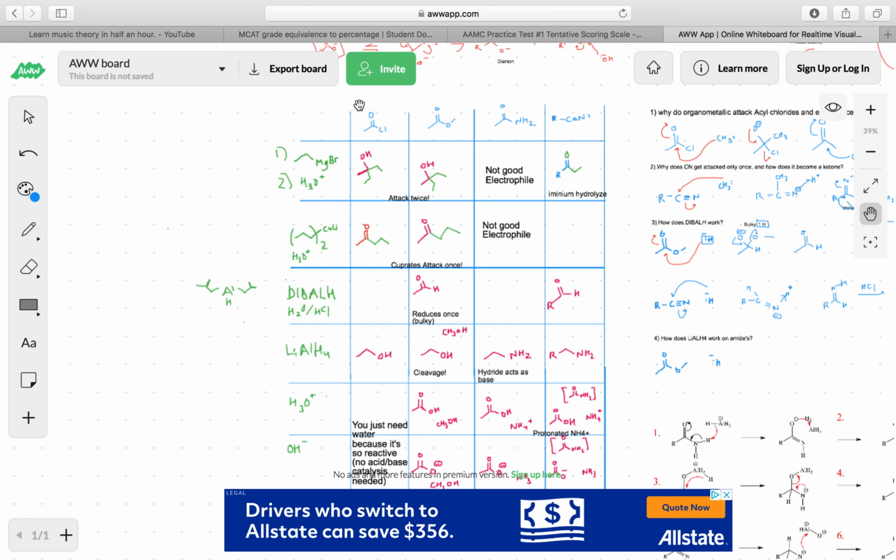So it's going to reduce our acyl chloride down to an alcohol, reduces our esters down to an alcohol, but it doesn't reduce our amide down to an alcohol. It reduces it to an amine. That's interesting. We'll see why later. And the last one is it's going to reduce our cyanide down to an amine. That makes sense. It sort of just gets rid of these pi bonds until you're left with a primary amine.